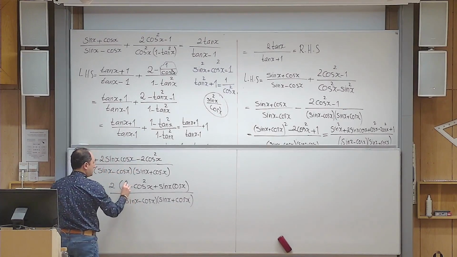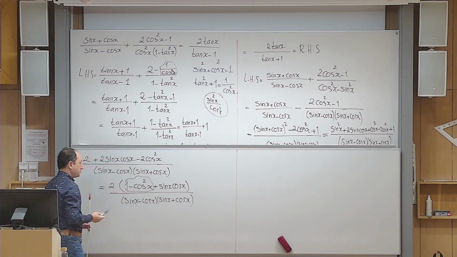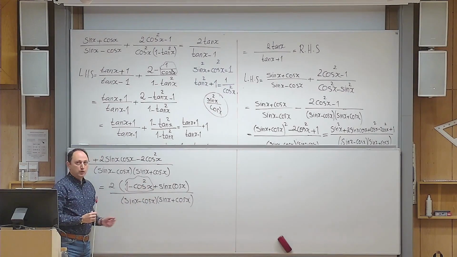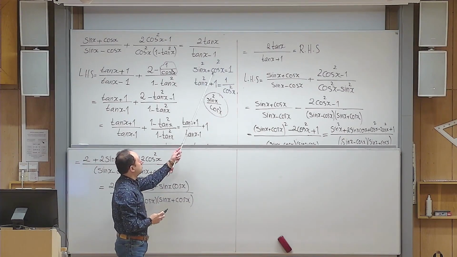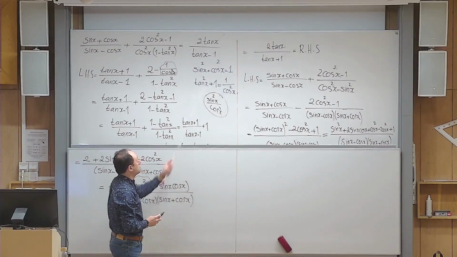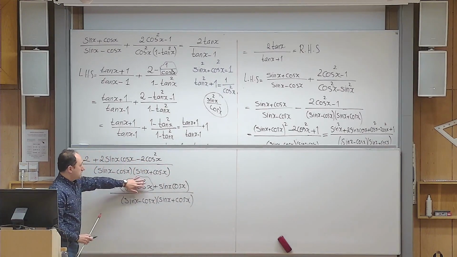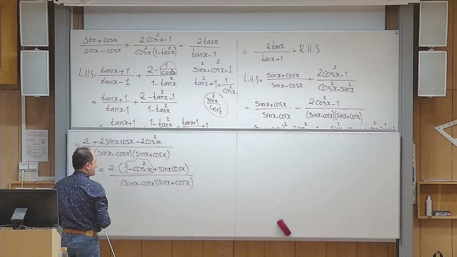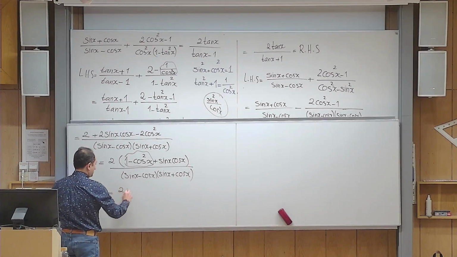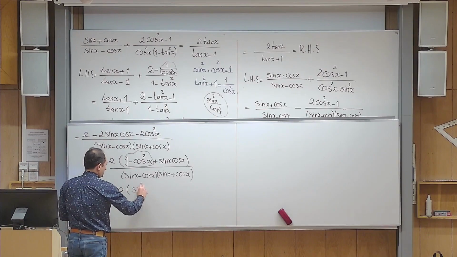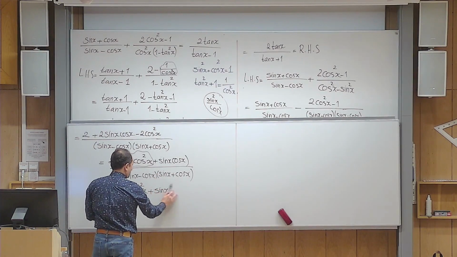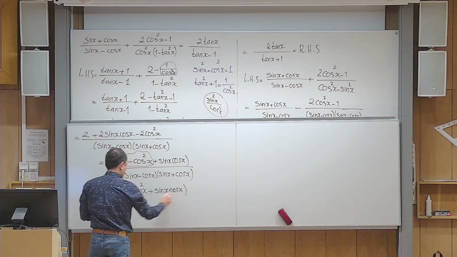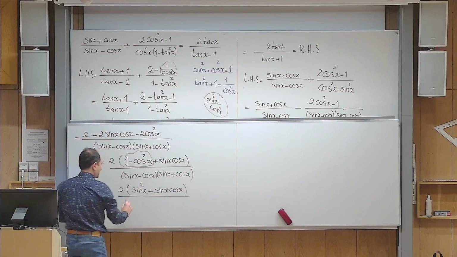But this is also famous in trigonometry, yes? 1 minus cosine x squared is sine x squared. Why? Because of this rule. Sine x squared plus cosine x squared is 1. So if I move this to the other side, 1 minus cosine x squared is nothing except sine squared. So instead of that one, I can simply write sine x squared plus sine x cosine x and then divided by this expression.